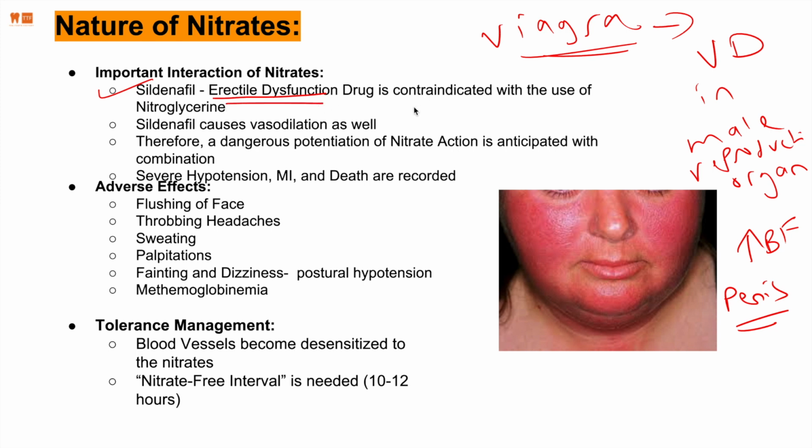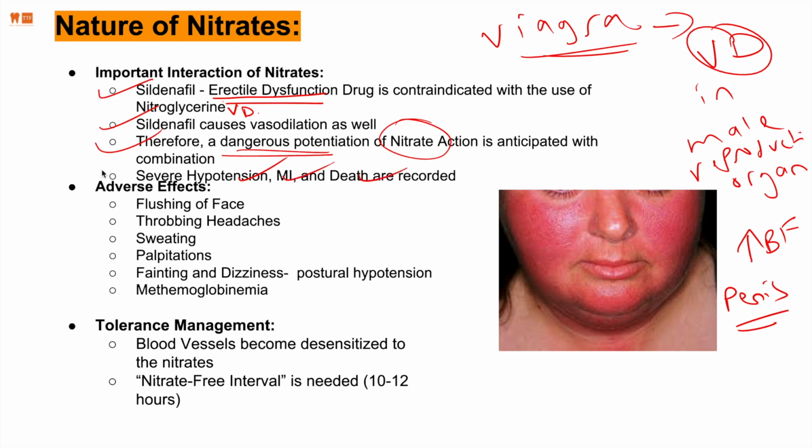Okay? Now, why is that important? Well, because it's a peripheral vasodilator itself. Therefore, the drug is contraindicated with the use of nitroglycerin because nitroglycerin is also a vasodilator. It causes vasodilation. Therefore, a dangerous potentiation of nitrate action is anticipated when there's a combination. So what happens clinically? There's hypotension, myocardial infarction, and death can also occur.